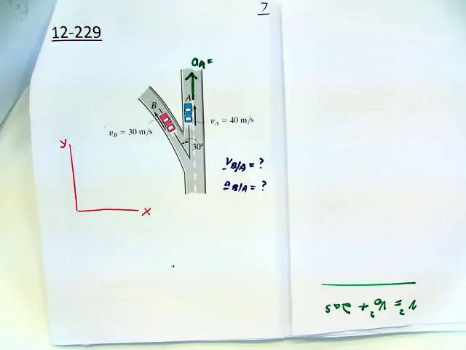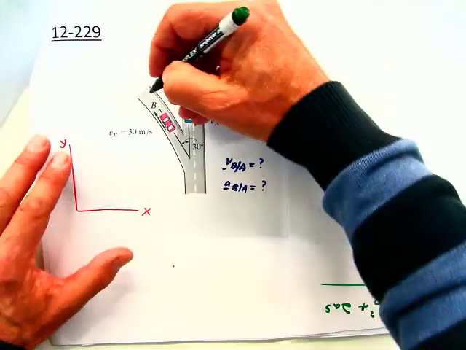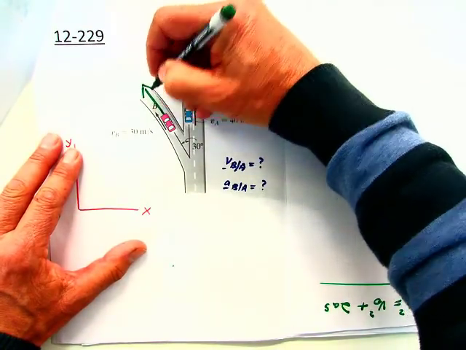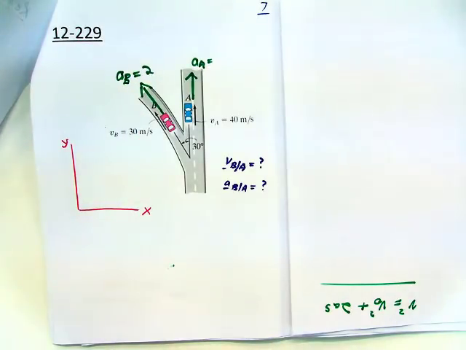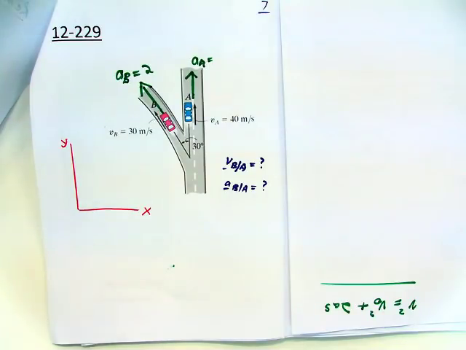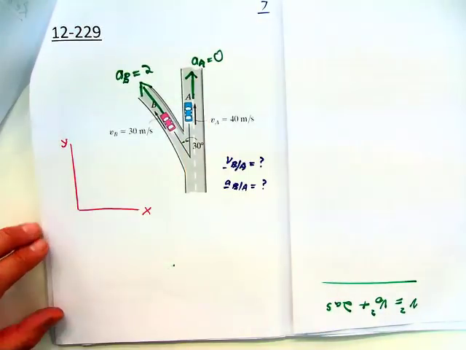This is problem 14. Two cars, they give their speeds, that's 30 and 40. B is increasing at 2 meters per second squared. So this acceleration here is 2. It's increasing its speed at 2 meters per second squared, while A maintains a constant velocity, so you have no acceleration here.